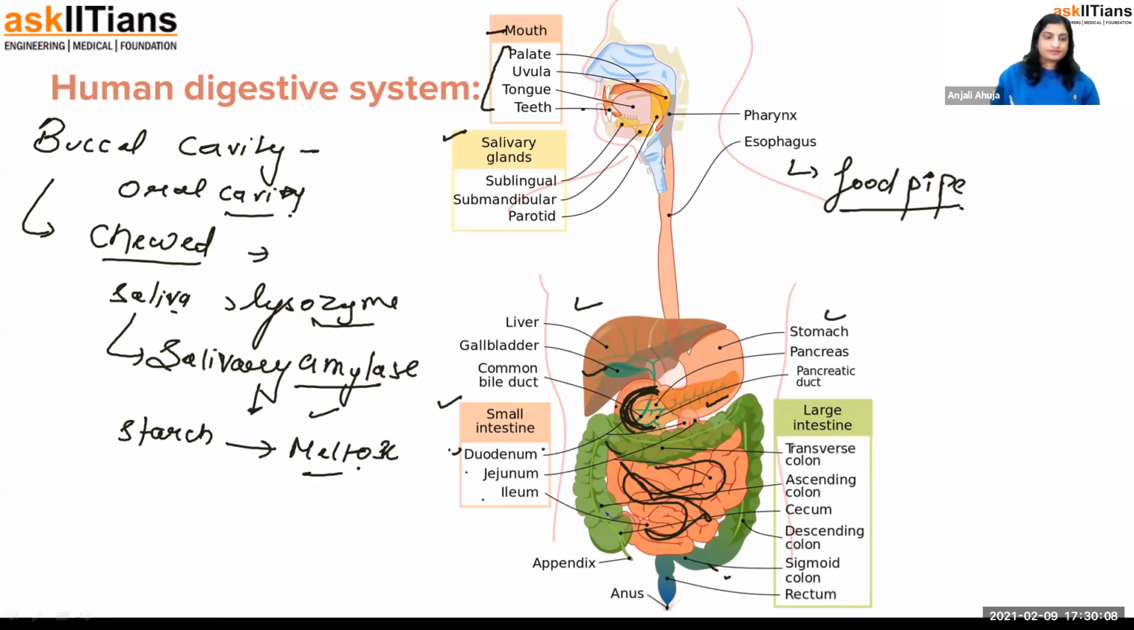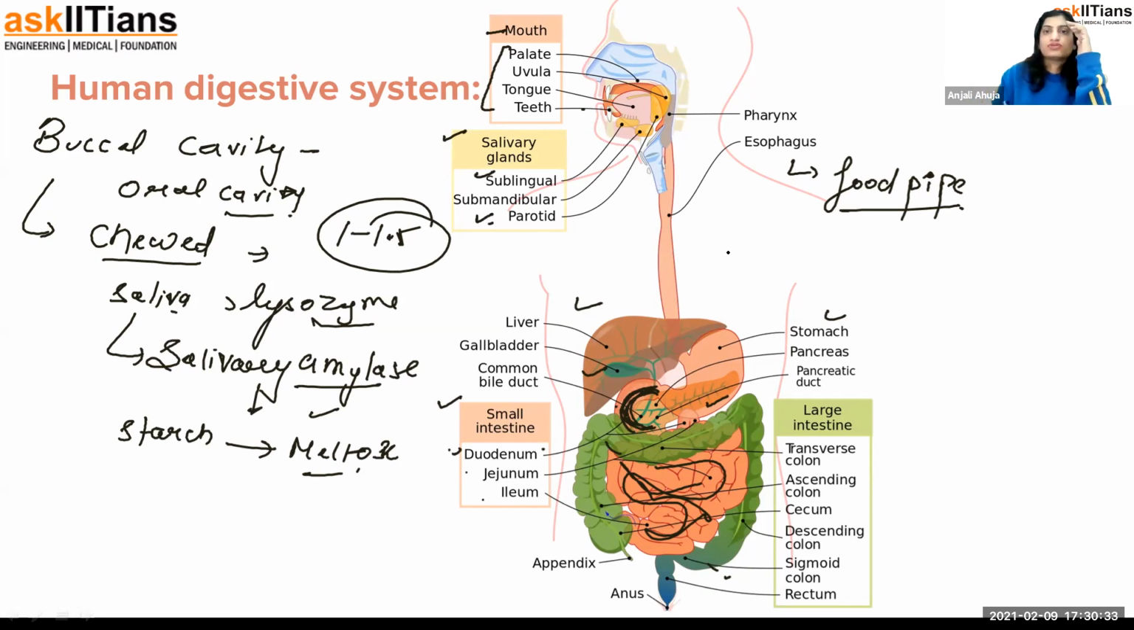Please remember, in a day nearly 1 to 1.5 liters of saliva is produced. Saliva in the mouth is produced by glands known as salivary glands. There are three pairs of salivary glands. The names are sublingual, below the tongue, and submandibular, at the mandibles here.